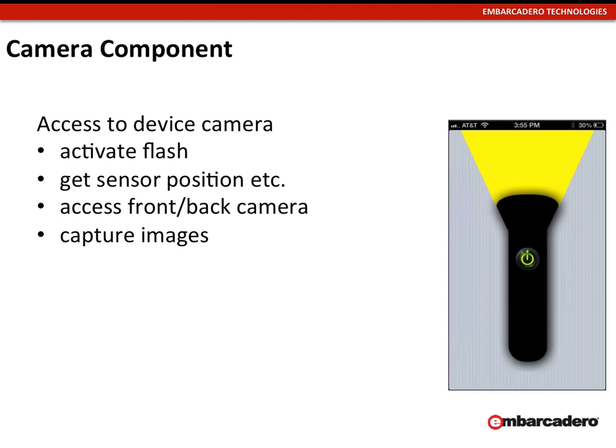Now, one other example of a physical non-visual component we have is the camera component, and this allows you to get access to the device camera. It allows you to activate the flash on the camera. You're able to get information back about the device, if it's got a front camera or a back camera, and so on. Also with the camera you can capture images and also get the sensor position as well.